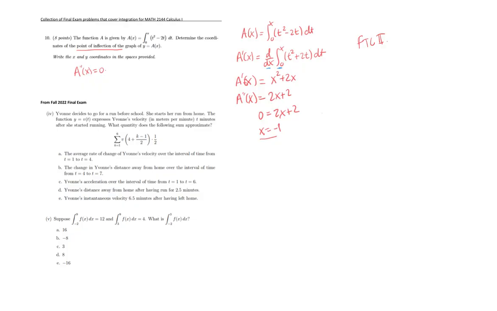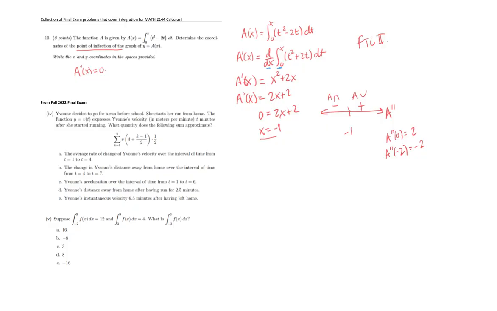Maybe I should check that it actually changes concavity. So I'll just put A double prime here. I'll put 1 here. I can test points on either side. So A double prime of 0 and maybe A double prime of 2, and just make sure that the sign actually changes. So A double prime of 0 is negative 2, which is negative. And A double prime of 2 is 2, which is positive. So that means that A is concave down on this portion of the graph and then concave up. So there actually is a change in concavity at x equals 1.